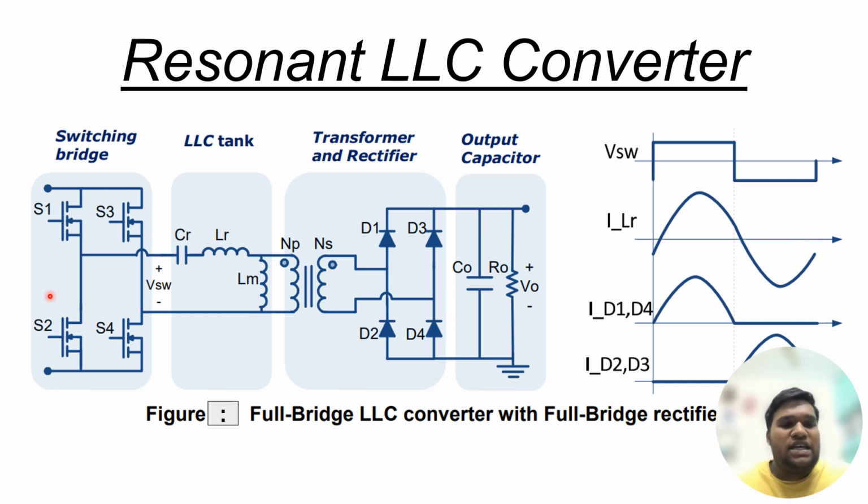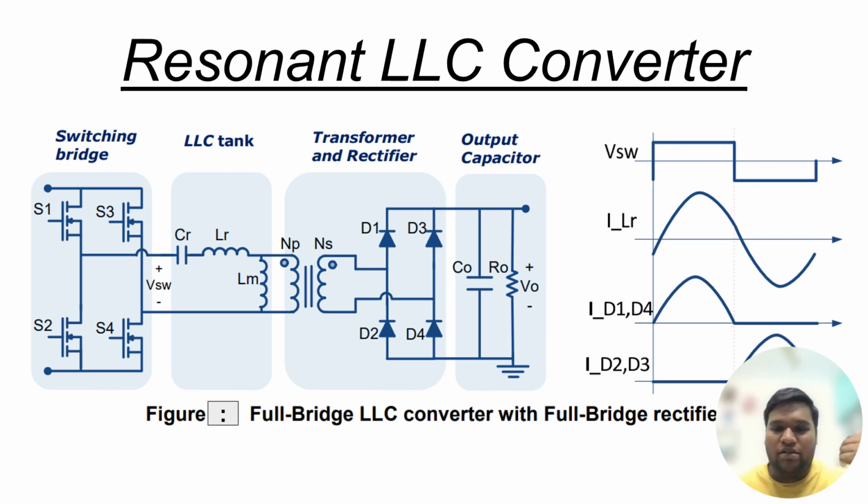Over here, this is a switching bridge. This has two MOSFETs constituting one switch and two MOSFETs constituting another switch. And we have a capacitor in series with an inductor and another inductor over here. And this is a transformer. So this is a full bridge LLC converter. Full bridge means I'm going to get my signal from plus VDD to minus VDD. I'll not be having any zeros over here. So it'll either be plus VDD or minus VDD.